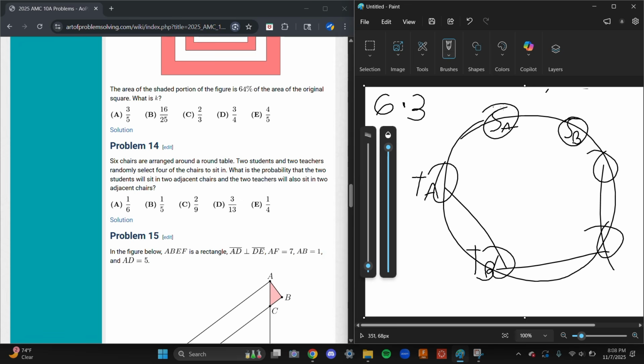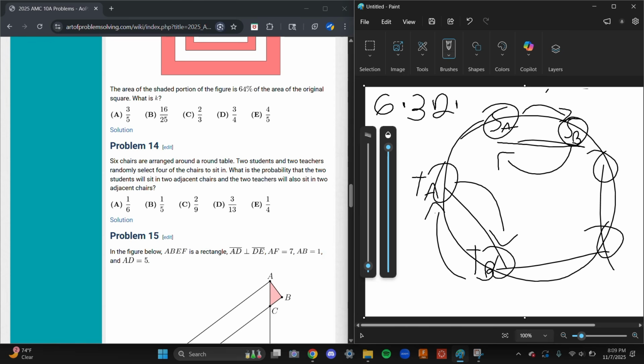But I can technically arrange these 2 students, right? SA and SB can swap chairs with each other, right? And that would still count as a valid ordering. Same thing with the teachers here, right? They can always swap chairs with each other, no problem. So there are 2 ways for the students to be rearranged amongst themselves, and there are 2 ways for the teachers to be rearranged amongst themselves, right? So this gives us our first thing, which is the number of desired outcomes.